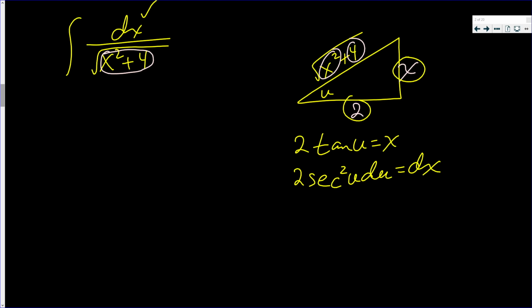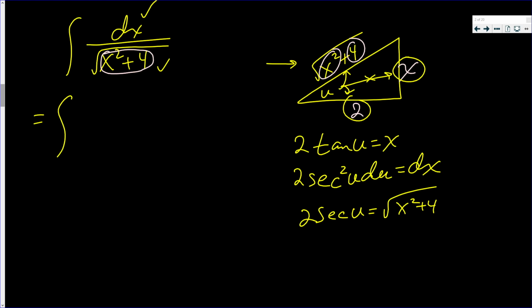Now, what about that? Well, if I do the hypotenuse, not divided by x, no, but divided by 2, the hypotenuse divided by the adjacent, that's the secant of u. That's the square root of x squared plus 4 over 2. The over 2 I'll put up there. Bingo, I have the bottom.